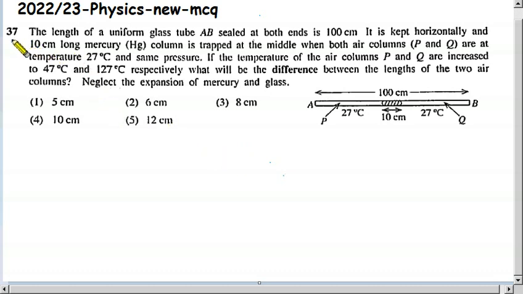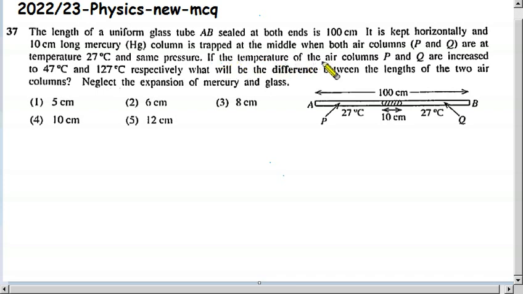Children, today I am going to discuss question number 37 from the MCQ part of the 2022-23 Physics New Syllabus paper. The length of a uniform glass tube AB sealed at both ends is 100 cm. It is kept horizontally and a 10 cm long mercury column is trapped at the middle when both air columns P and Q are at temperature 27 centigrade degrees and same pressure.